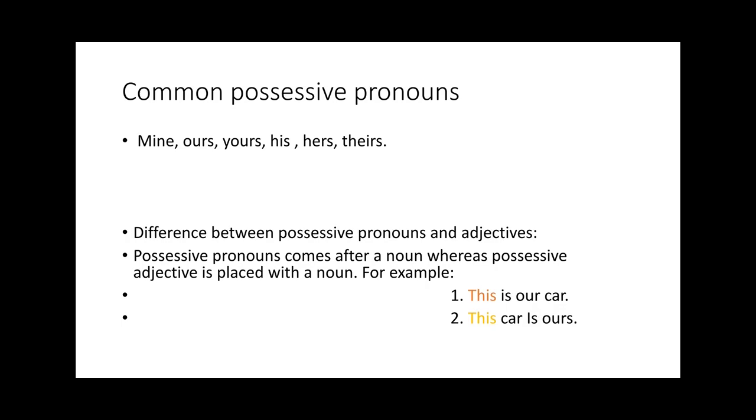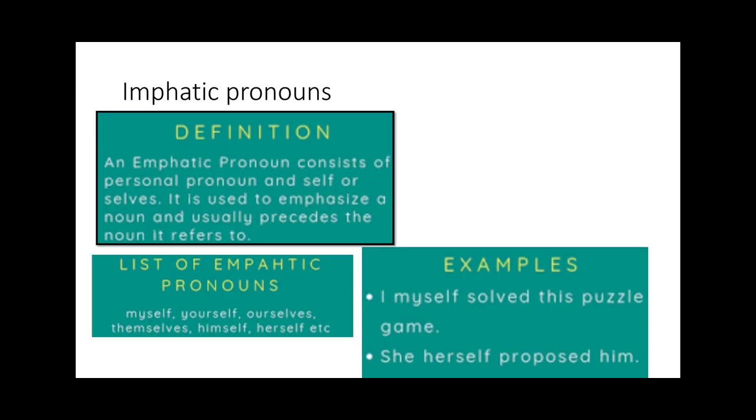Now the difference between possessive pronoun and possessive adjective. A possessive pronoun comes after a noun, and a possessive adjective is placed with a noun. For example, this is our car and this car is ours.